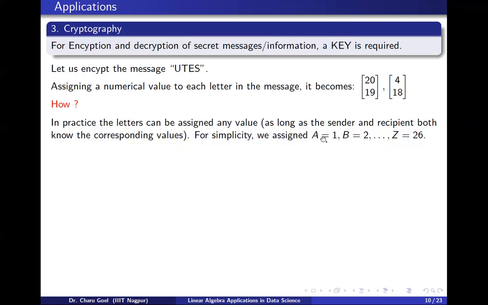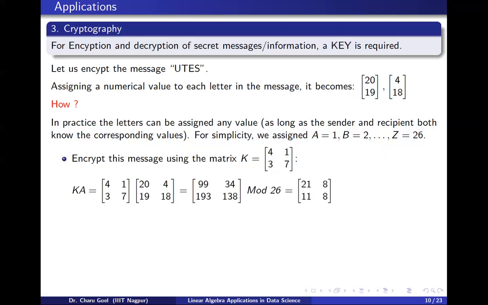assignment. So we will encrypt this message UTES using the matrix K. So this is one example. I will use this as the key. My matrix is 20, 19, 4, 18. This will give me a 2 cross 2 matrix. So I have taken one of the simplest examples, 2 cross 2. It can be 4 cross 4, 10 cross 10, 100 cross 100, and so on.